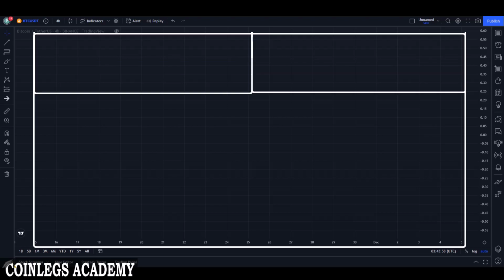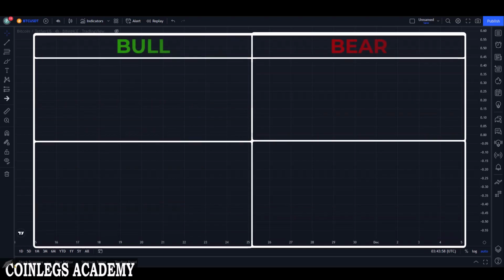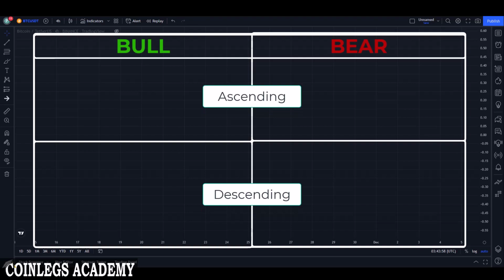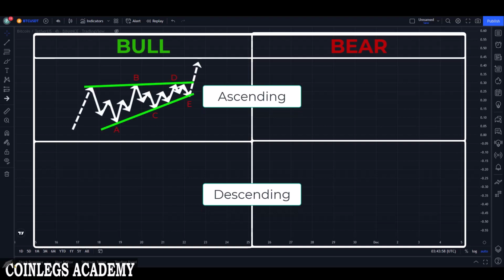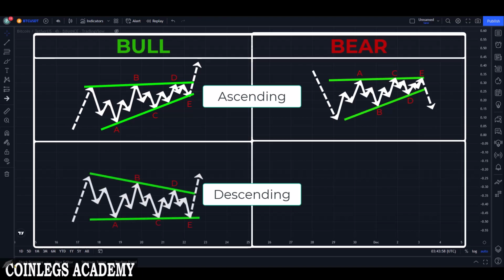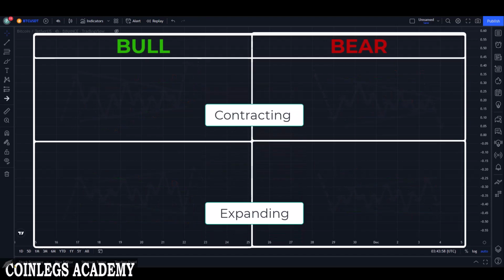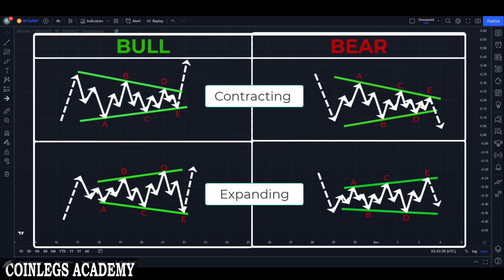Triangles. A triangle is a sideways movement that is associated with decreasing volume and volatility. Triangles have 5 sides, and each side is subdivided in 3 waves, hence forming a 3-3-3-3-3 structure. There are 4 types of triangles in Elliott wave theory: ascending, descending, contracting, and expanding. They are illustrated here.